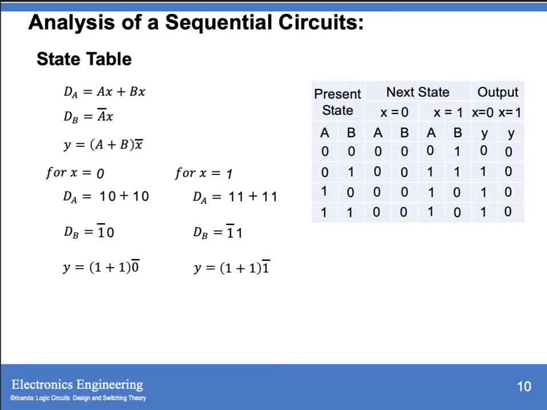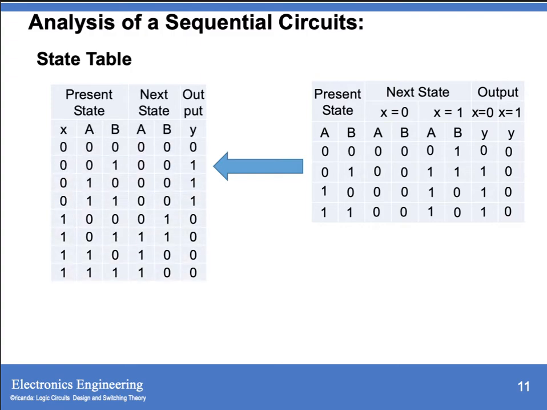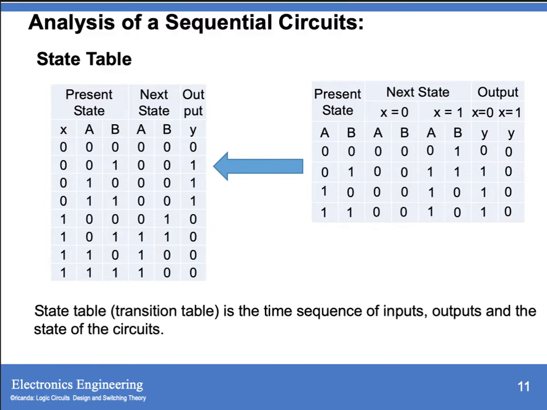Then we have to rearrange this state table, where your x as an input, we have to put on the column together with your present state at the outer side. So we have your present state together with your x as input, then we have E and B, that is present state, then we have your next state and your output y. So this transition table or state table is the time sequence of inputs, outputs, and the state of the circuit.